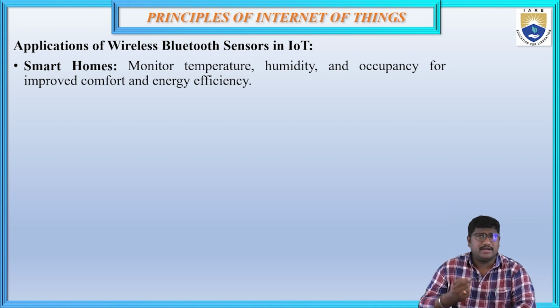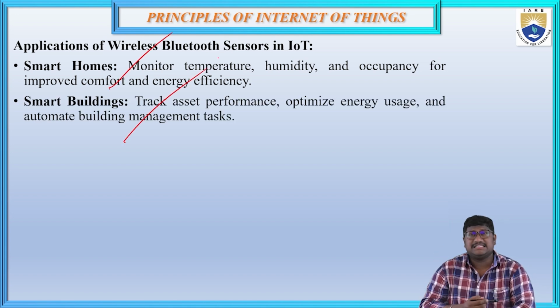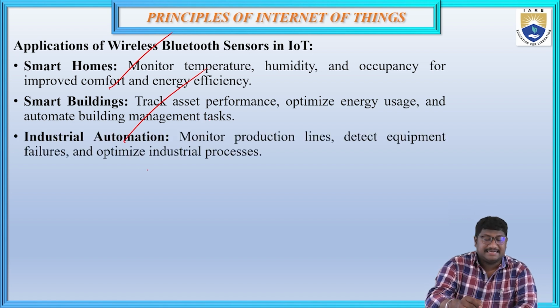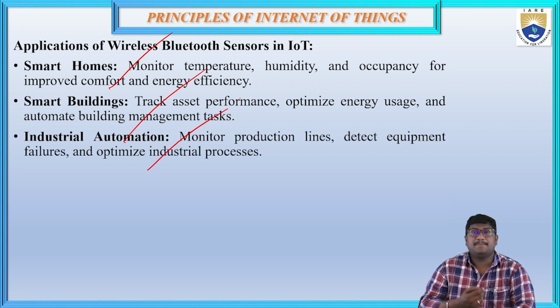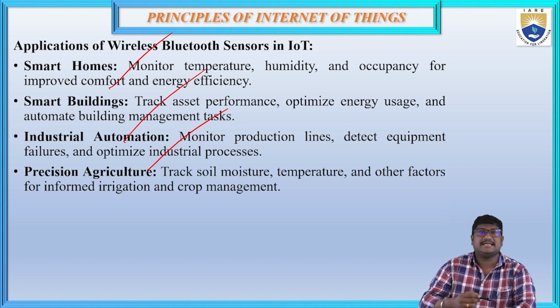Smart homes, for monitoring temperature, humidity, and occupancy, for improving comfort and energy efficiency. Smart buildings, for tracking asset performance, energy usage, and automating building maintenance, and also industrial automation, for monitoring the production lines, for detecting equipment failure, for optimizing the industrial process.